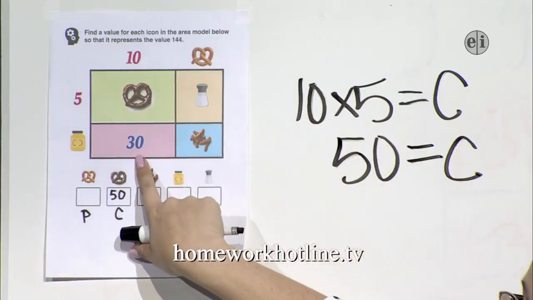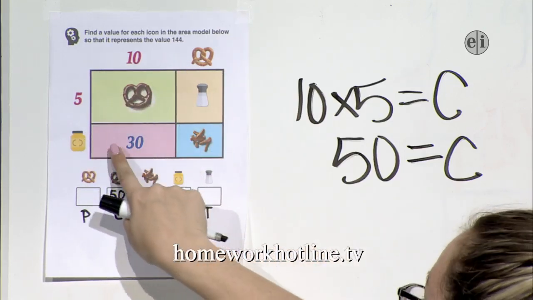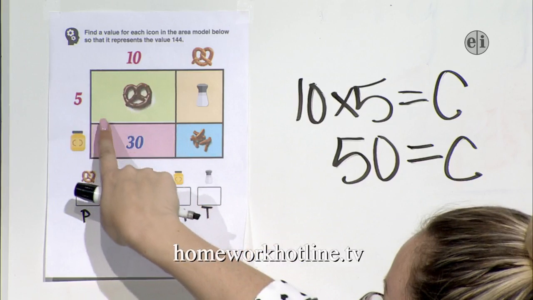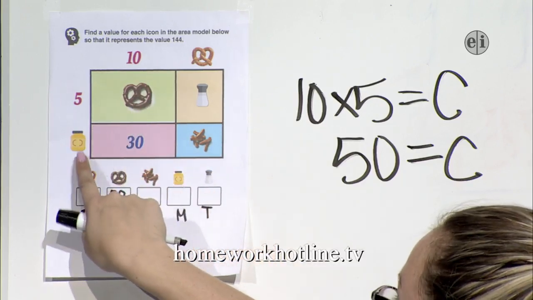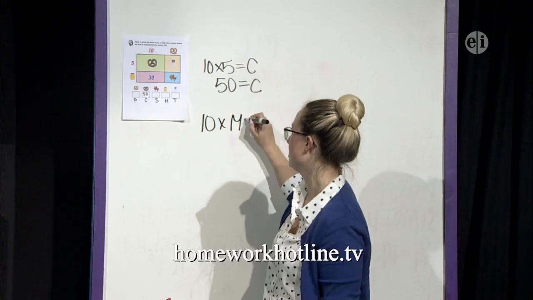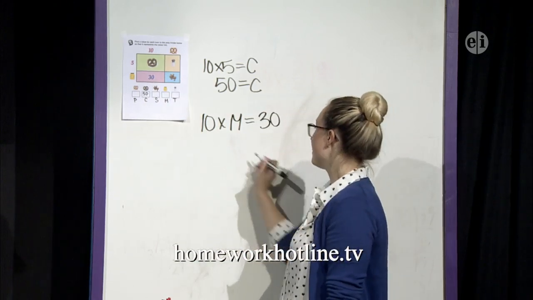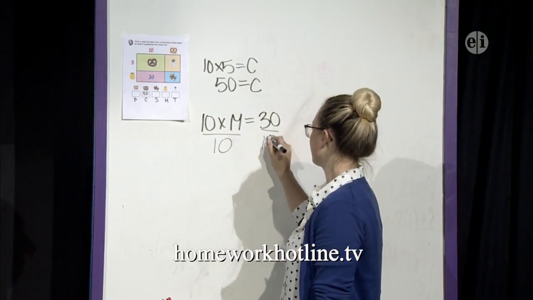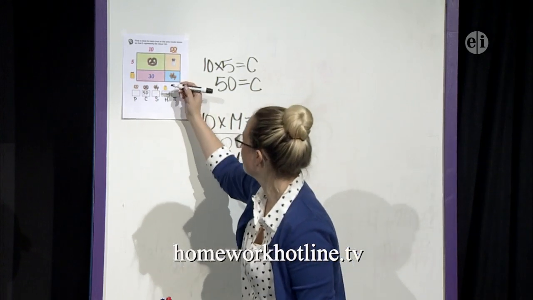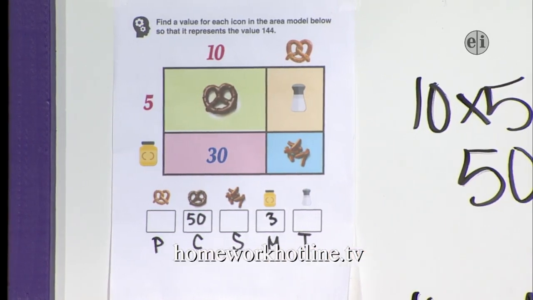Now for this pink box here, if you look, these lines are perpendicular right here and parallel, so you know that if this is 10 up here, this one's going to be 10 as well. So we have 10 times mustard equals 30, because that's the area that's already given. In order to find this, we're going to divide both sides by 10. So our mustard equals 3. Mustard, 3.